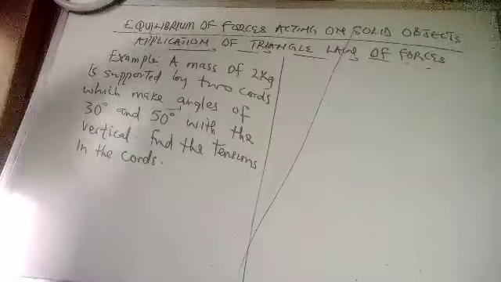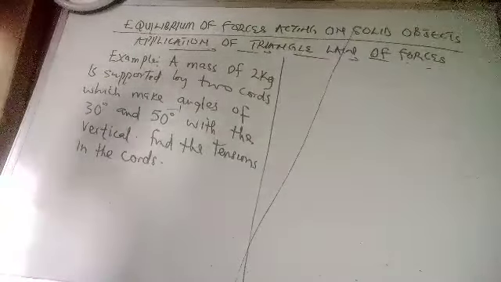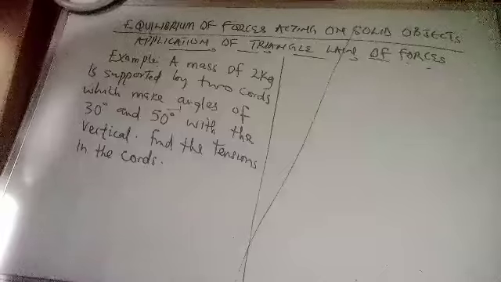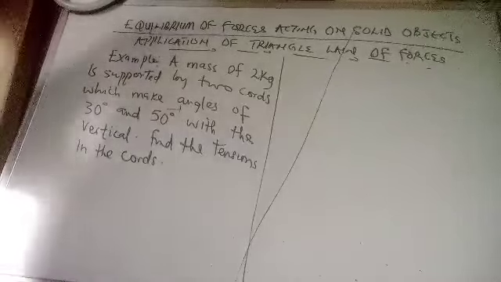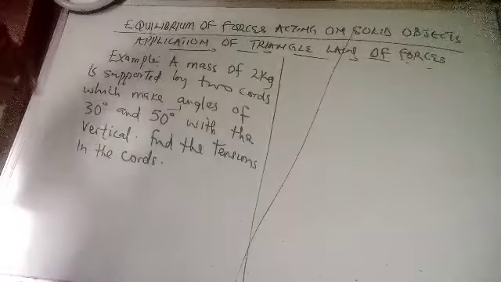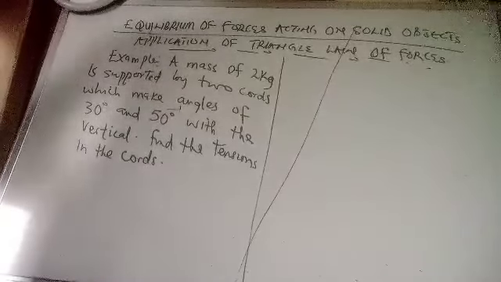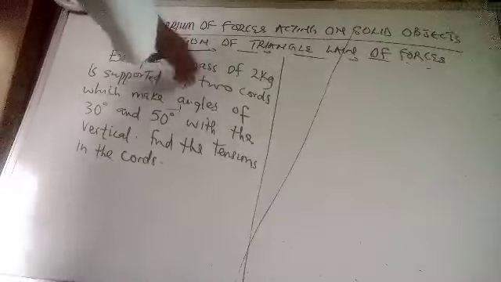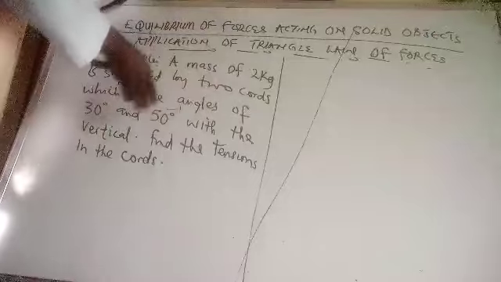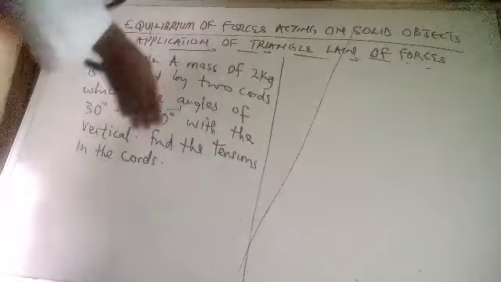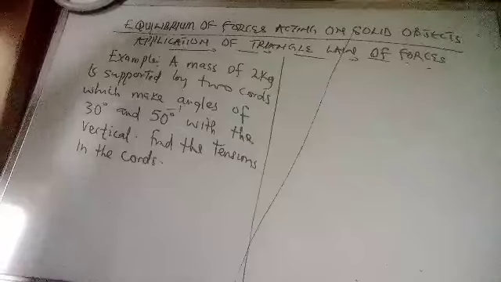Today we want to have a look at the application of triangle law of forces that we discussed during the last video. This is one of the questions. A mass of 2 kilograms is supported by two cords which make angles 30 and 50 degrees with the vertical. Find the tensions in the cords.